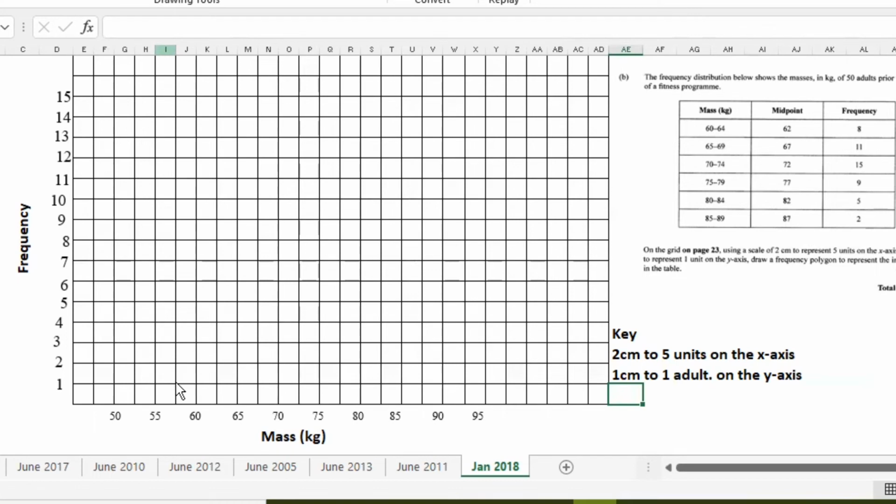So it would have been 57 with a frequency of 0. And then we have a midpoint of 62 with a frequency of 8. So a midpoint of 62 will be somewhere here, because this would have been 63. So 62 with a frequency of 8, somewhere right here.